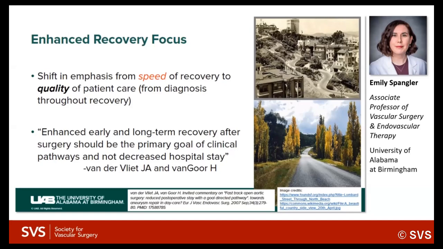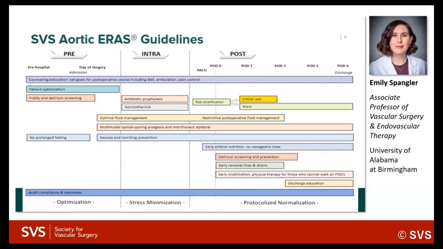In particular, given some of the publications about fast-track care, there is a good quote from an editorial by Vandervliet and Van Goor that noted, "Enhanced recovery and long-term recovery after surgery should be the primary goal of clinical pathways and not decreased hospital stay." So how do we achieve this? The SVS aortic ERAS guidelines will be reviewed in more detail in the subsequent parts of this seminar. Broadly, in the preoperative phase, we're focusing on optimization, intraoperatively on stress minimization, and postoperatively on protocolized normalization across a number of different elements.